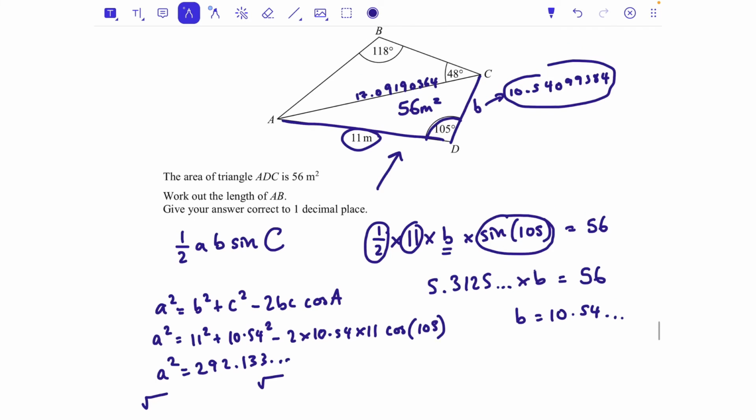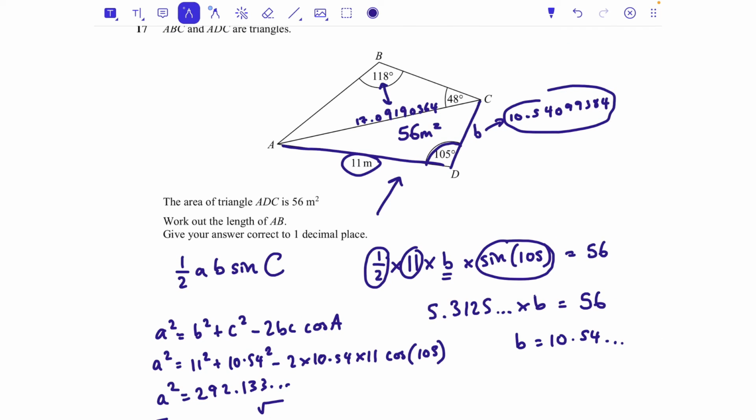17.09190364. Wonderful. And now we've got a pair. We can use sine rule in this top triangle. We are looking at that pair, and we want the length of AB over here, so we can use this pair to then get this pair. We want a side, so let's put the sides on the top. A over sine A equals B over sine B.